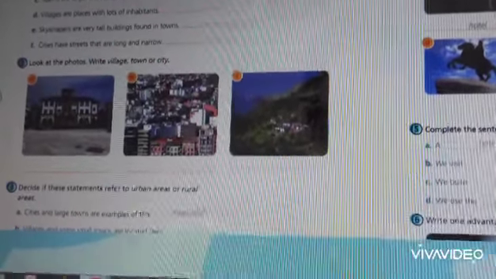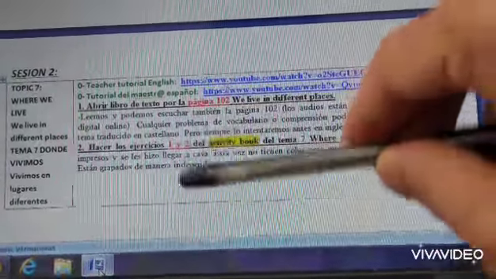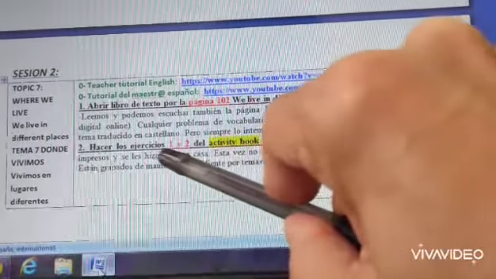And here, as you see, we finish lesson number 2, reading page 102 and doing exercises 1 and 2 in the activity book.